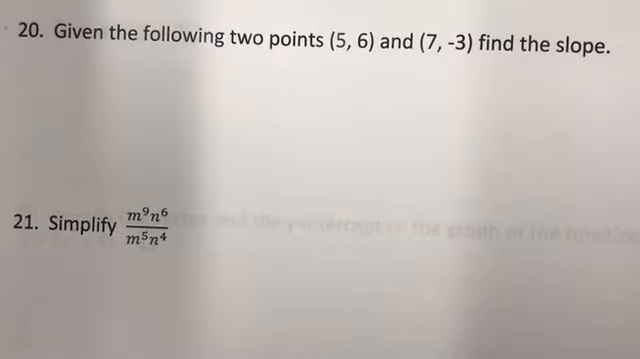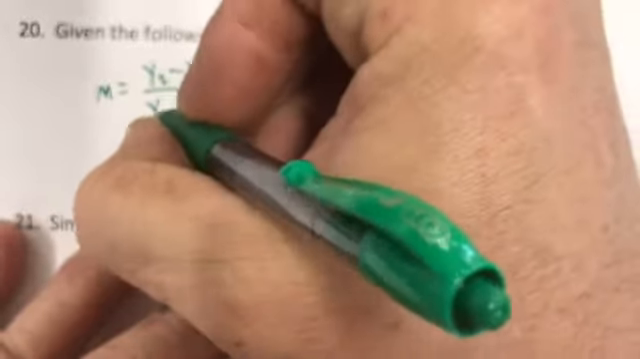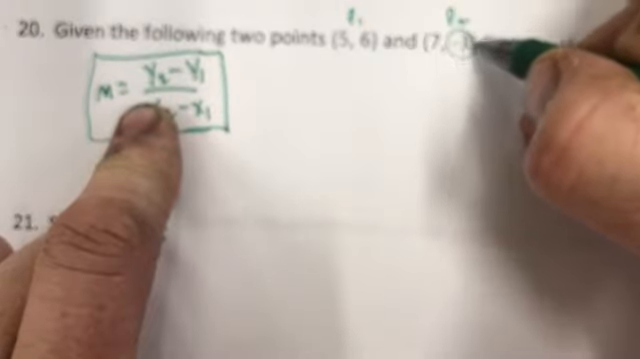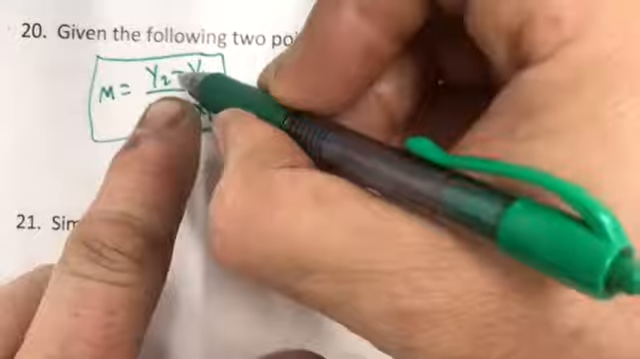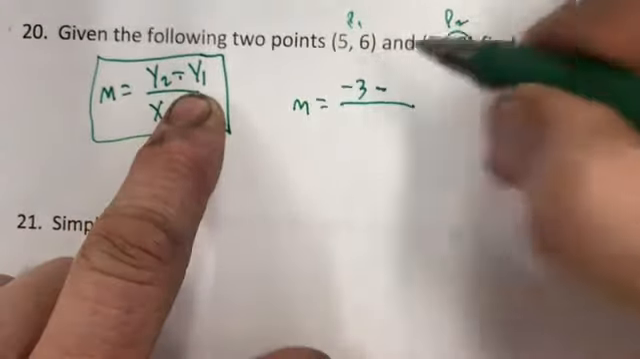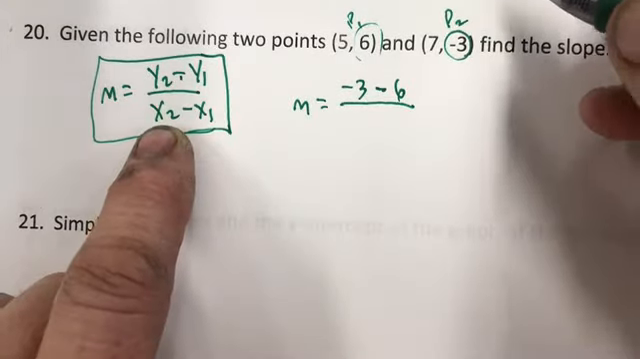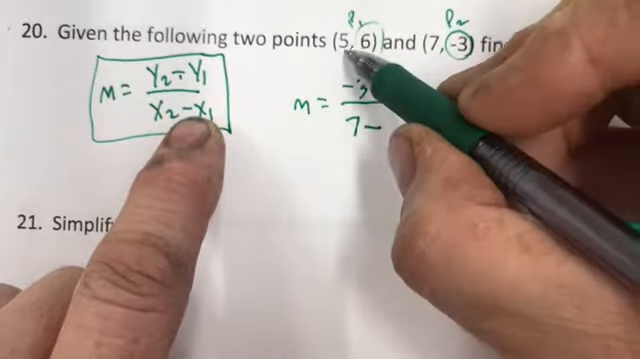Number 20, given the following 2 points, find the slope. All right, here's the slope formula. This is the slope formula right here. Here's point 1, and here's point 2. The y in point 2 is negative 3, so to find my slope, I'm going to do negative 3 minus, see the minus right there? And then the y in point 1, which right here is 6. Now down here, I got the x in point 2. In point 2 here, the x is 7, minus the x in point 1 over here, which is 5.